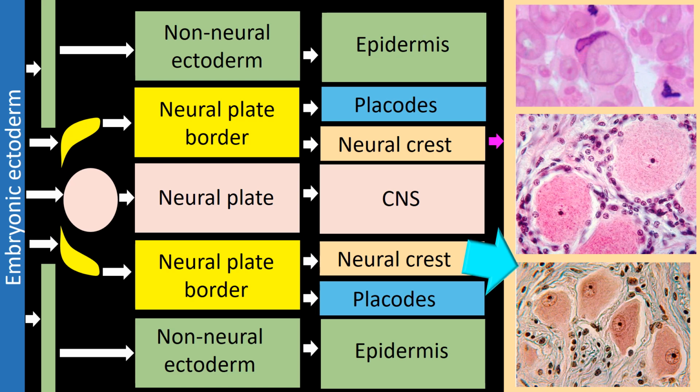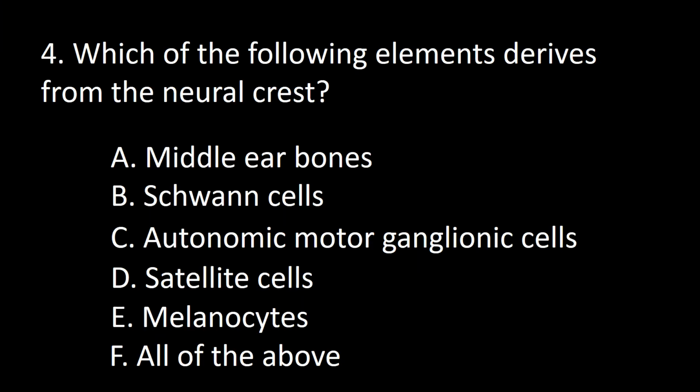I am now indicating an autonomic ganglion. Satellite cells in the autonomic ganglion, indicated here and here, as well as the ganglionic autonomic neurons, are of neural crest origin. Notice that the nuclei are in the periphery, unlike the nucleus in the neurons of the sensory ganglion. So the answer to this question is F.